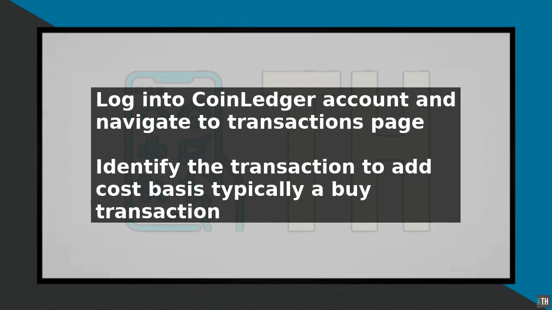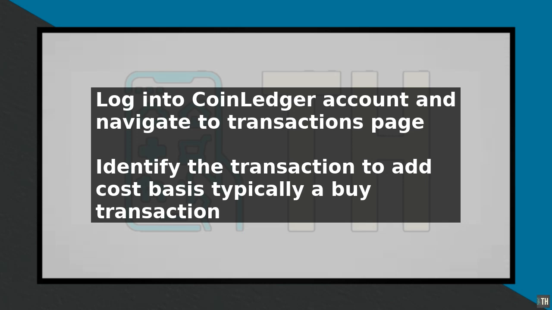To add cost basis on Coinledger, start by logging into your account and navigating to the Transactions page. This is where you will find a list of all your cryptocurrency transactions, including buys, sells, and transfers. Next, identify the transaction for which you want to add the cost basis. This is typically a buy transaction, as it represents the initial purchase of the cryptocurrency.